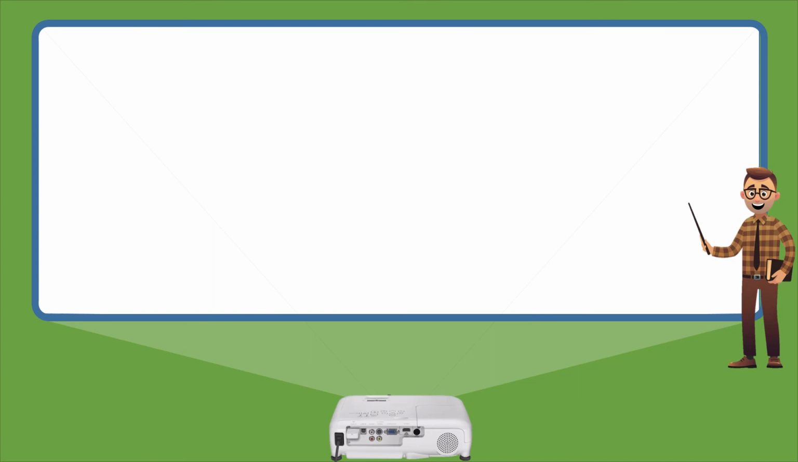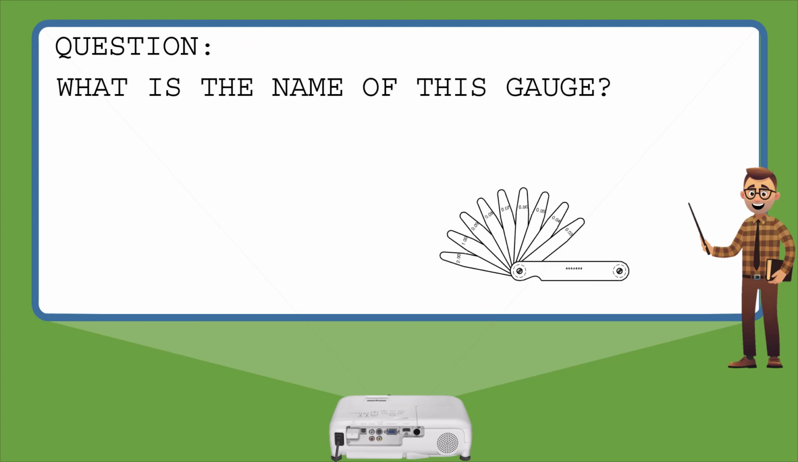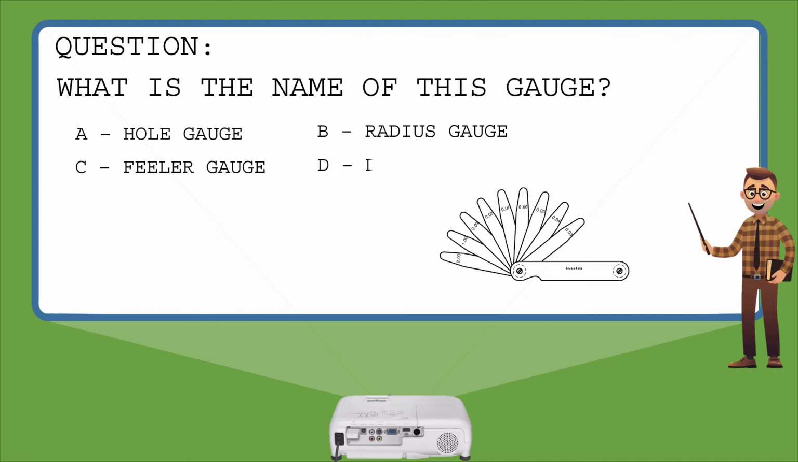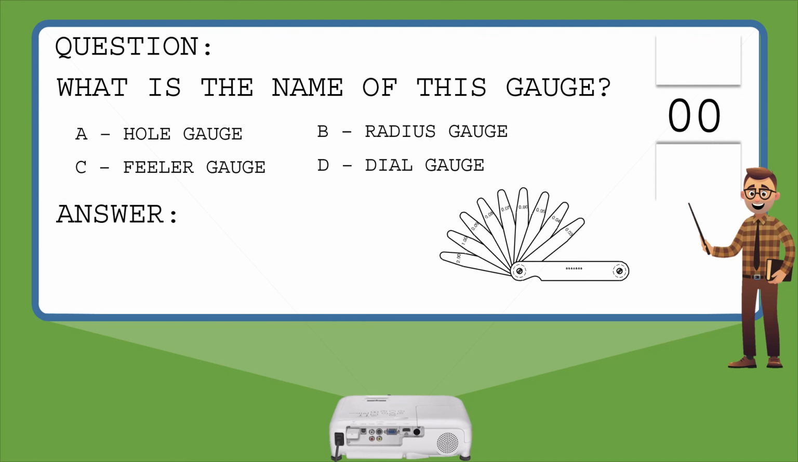For the remembrance of gauges topic, we are trying to answer one question. The question is, what is the name of this gauge? The options are A. Hole gauge, B. Radius gauge, C. Feeler gauge, D. Dial gauge. The answer is C. Feeler gauge.